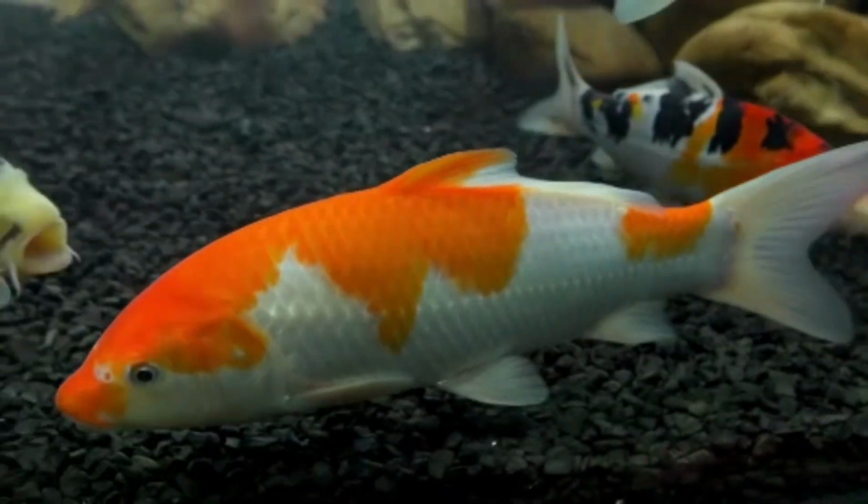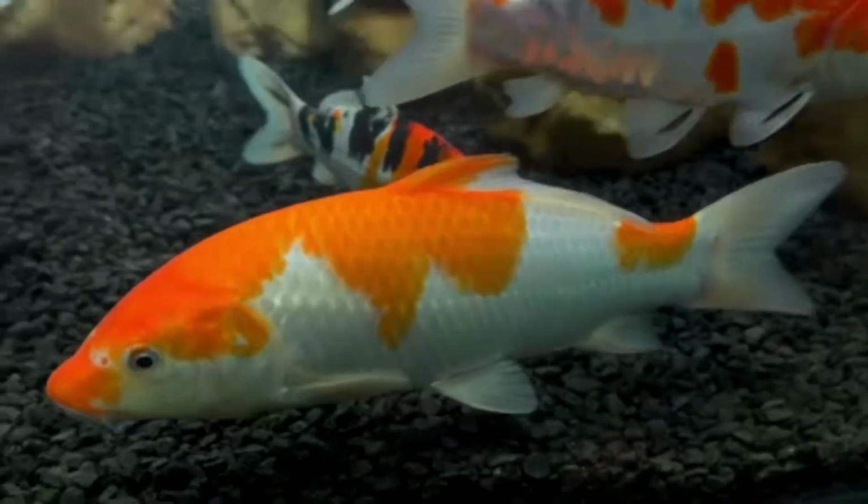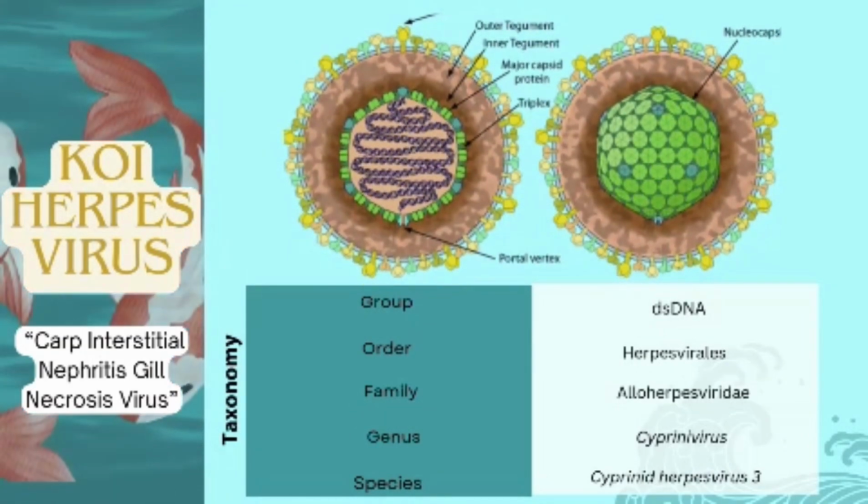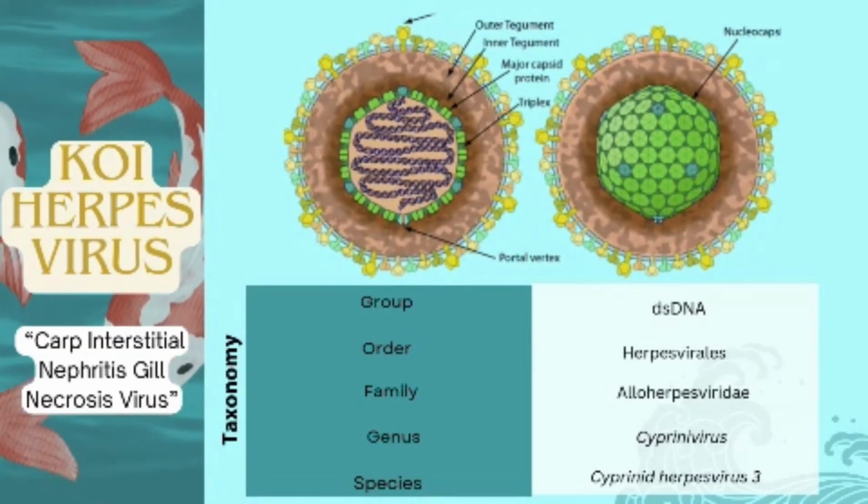I'll be presenting regarding the koi herpes virus, KHV, that is common among koi. So this is a video of the koi. You can see it's a very popular ornamental fish. So let's talk about koi herpes virus, also known as carp interstitial nephritis gill necrosis virus.